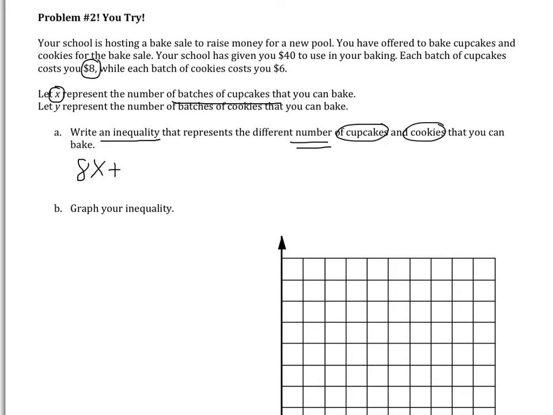Now I'm also baking some cookies. That's going to be Y. Each batch of cookies is $6, so that's going to be 6Y. So 6 times Y. Y number of batches, each one costs me $6.